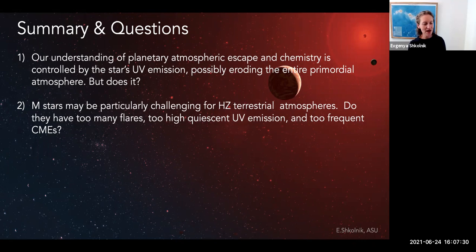But do they have too many flares, these M stars? Is their quiescent emission too strong? And do they have CMEs, these coronal mass ejections? This is something that is a complete mystery. How many protons and high energy electrons are being spewed out with these giant flares? We really don't know, and are working hard to try to understand that.